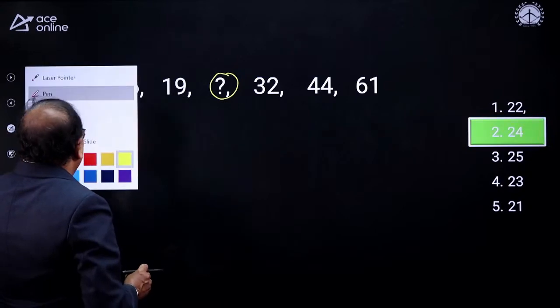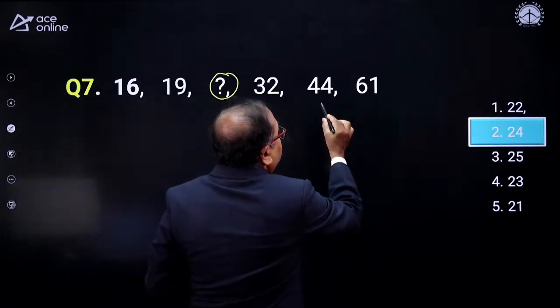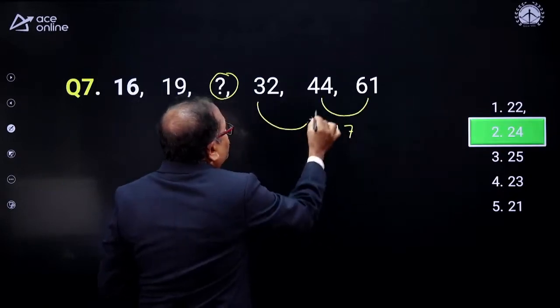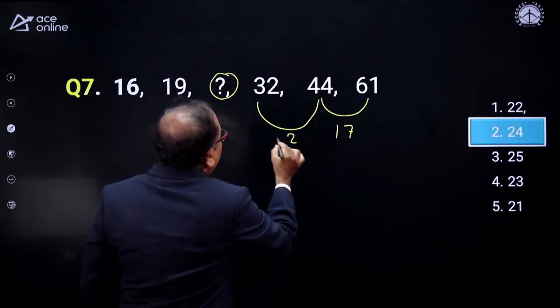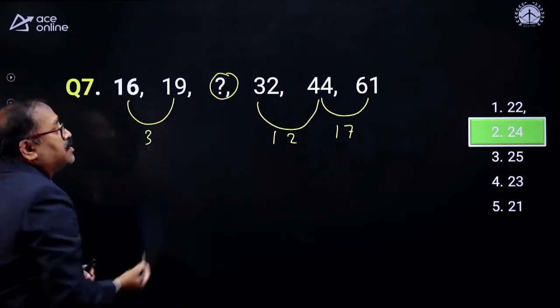Let's see that. What is the logic here? The first, if I start Aman, I will find the difference here because it's an ascending order. So I notice that the difference is 17. I notice the difference over here which is 2 and 1, that is 12. I don't know the difference here. I see the difference 3 here.